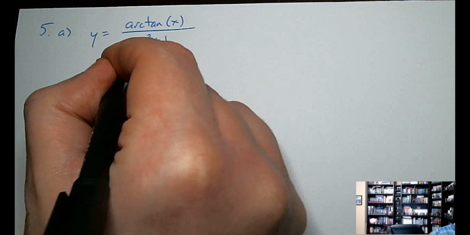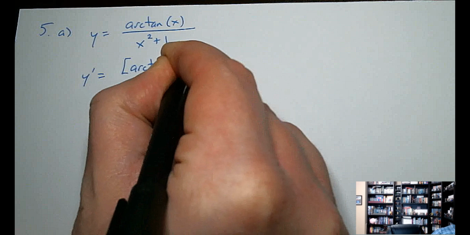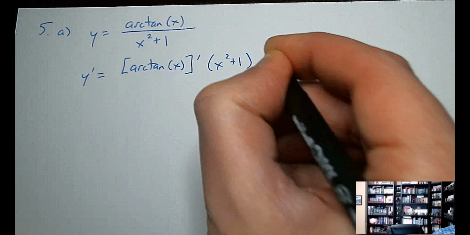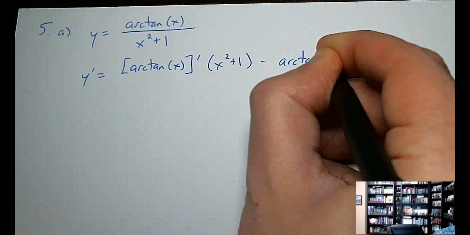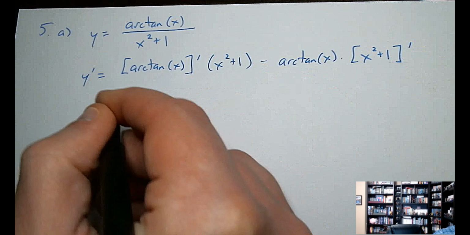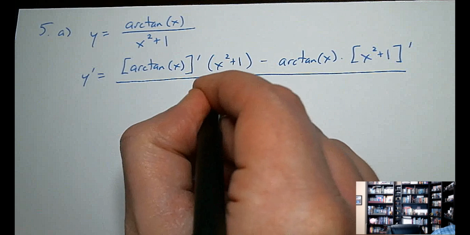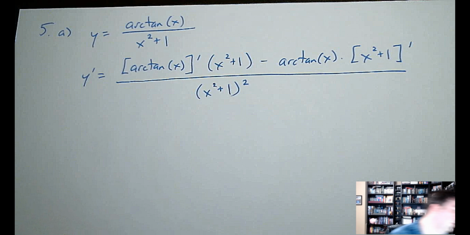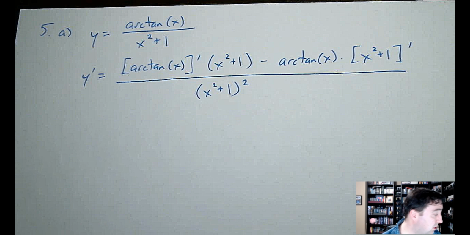which tells us that the derivative will be the derivative of the numerator, so the derivative of arctan x, times the denominator, x squared plus 1, minus the numerator, arctan x, times the derivative of the denominator, x squared plus 1. And then we divide all of that by the square of the denominator. All right, well, there's the quotient rule used.